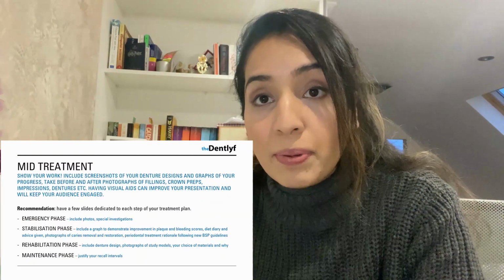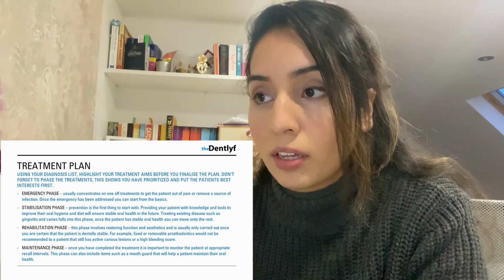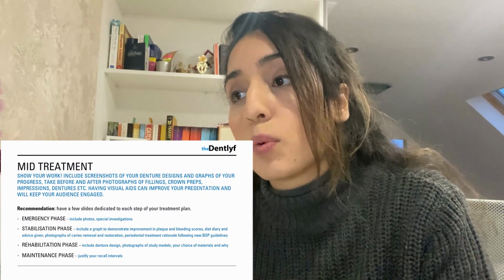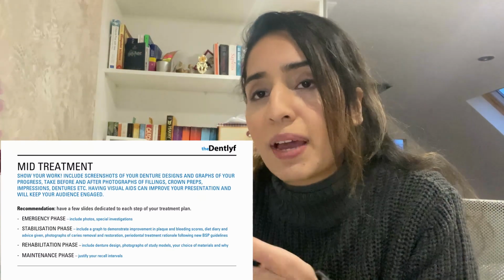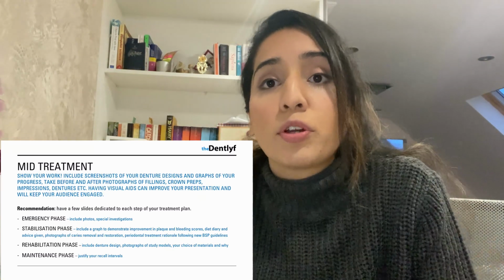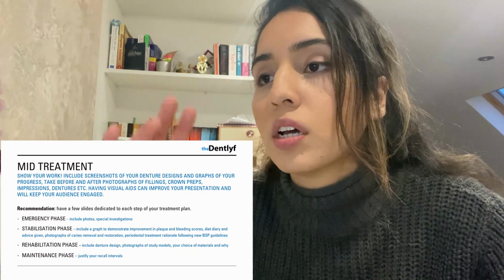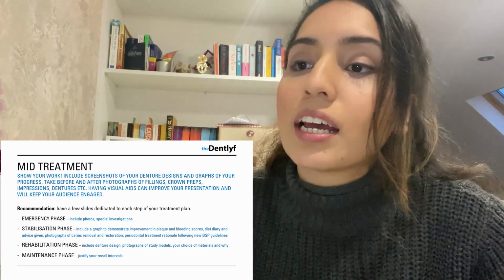So after the treatment planning is when it gets a bit confusing. Now you want to talk about your specific treatment, and that's why I haven't put that much on these pages, because I don't know what your treatment is, I don't know your patient, so it varies for each patient. So what you want to do here is show your work.